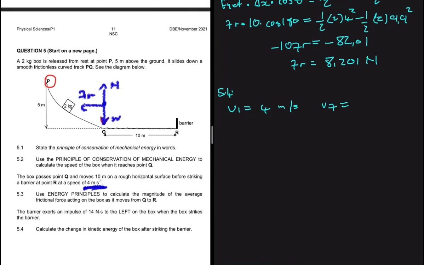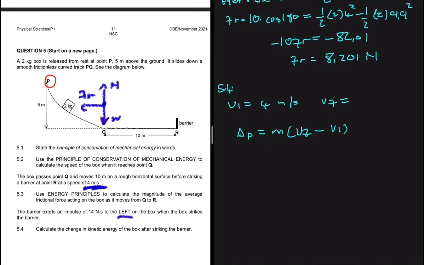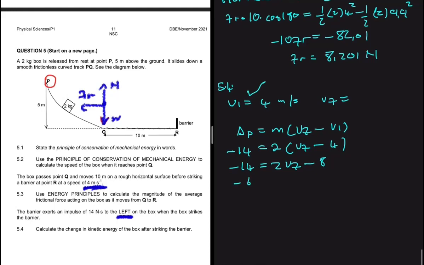But then how can we find that? We can find that using the impulse we're given, right? Because we know fully well that the impulse is equal to m times VF minus VI, right? The impulse is said to be 14, right? But to the left, let's remember that to the left. So we're gonna substitute that with a negative sign. So we're gonna have minus 14 being equals to the mass of the object, which is 2 kgs. We're looking for VF, and VI is 4 meters per second, right? So we're gonna have minus 14 being equals to 2 VF minus 8. Minus 14 plus 8 will be minus 6, being equals to 2 VF. It is easy to see now that VF is equals to minus 3 meters per second. So that is 3 meters per second to the left, right?